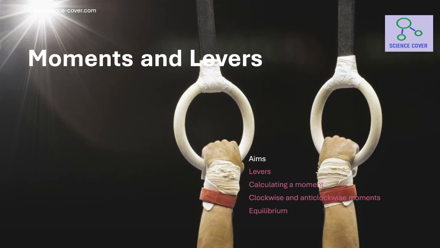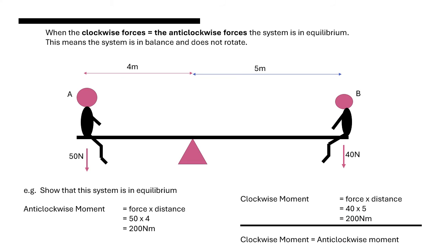Let's now investigate situations of equilibrium in a little more detail. When the clockwise forces equal the anti-clockwise forces, the system is in equilibrium. This means the system is balanced and it does not rotate. In this example, I want to show that the system is in equilibrium. To do that, I need to show that the clockwise moment and the anti-clockwise moments are equal.